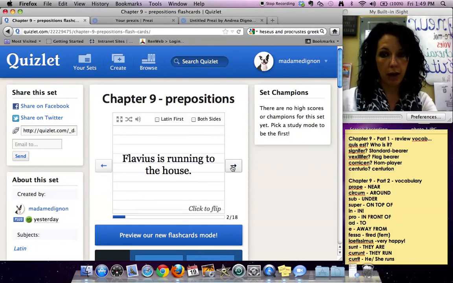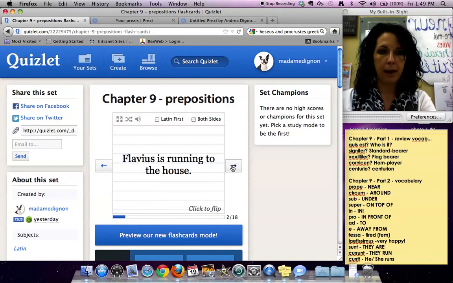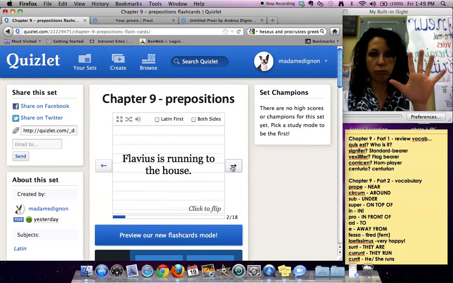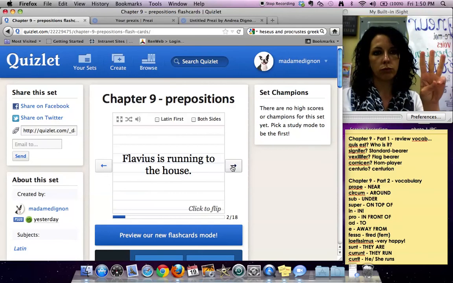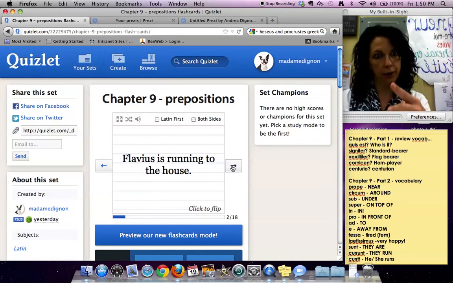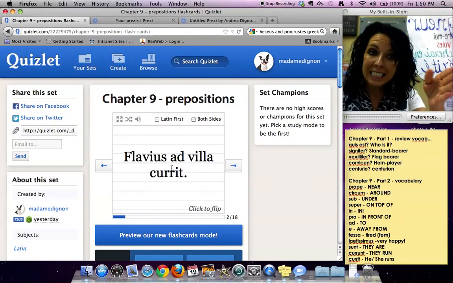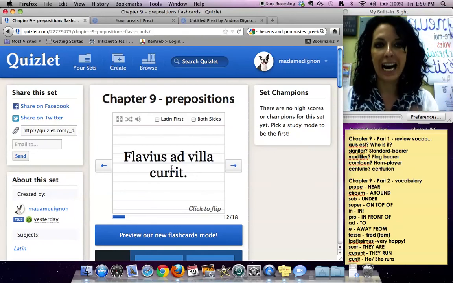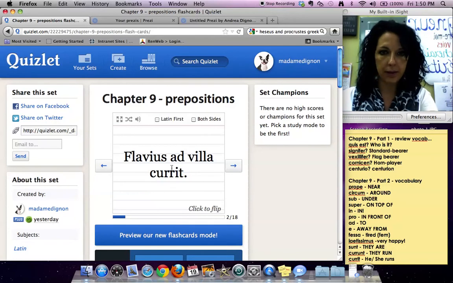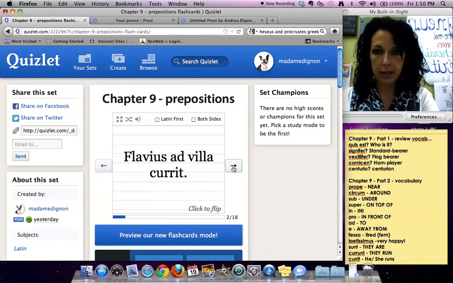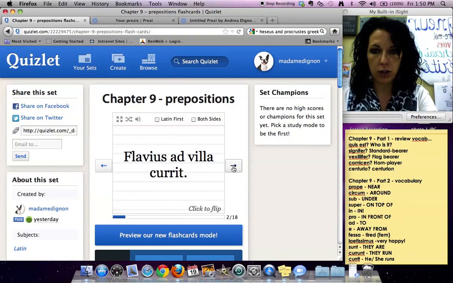Flavius is running to the house. See if you can figure this one out. I'm going to give you 5 seconds. And here's your answer. There we go. Flavius ad vila curit. Okay, so Flavius is running to the house.